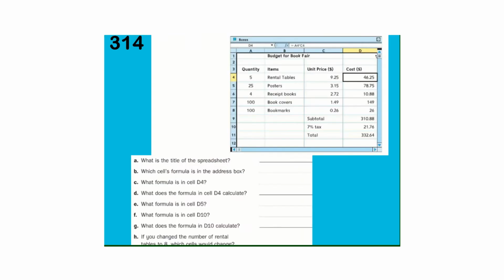Okay. Now, the title of the spreadsheet, it wants you to fill out A, B, C, D, E, F, G, and H. I think you should be able to do most of those. So go ahead and pause the video and write those down.